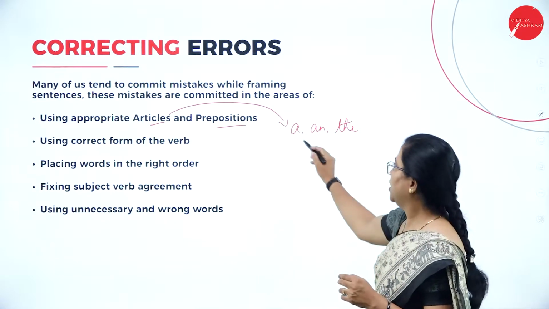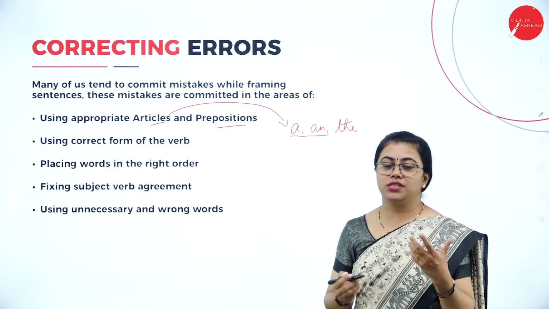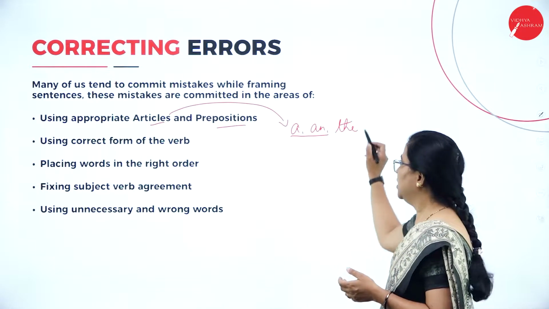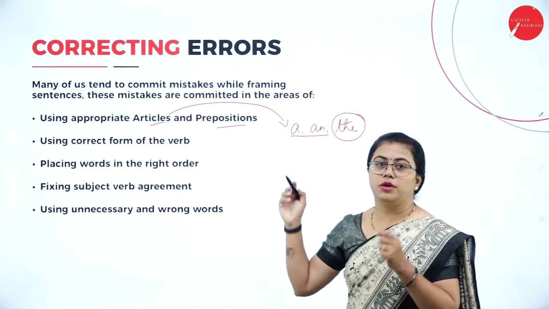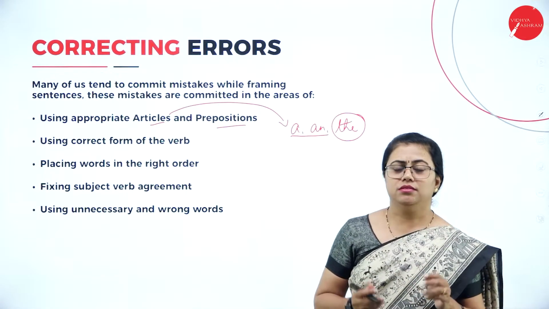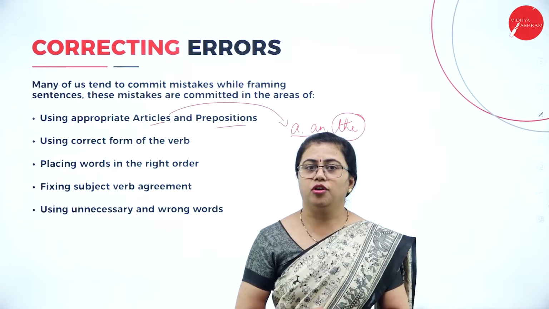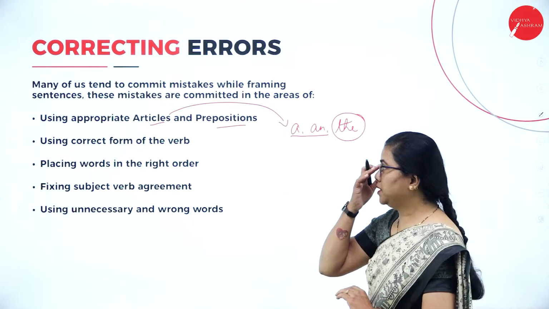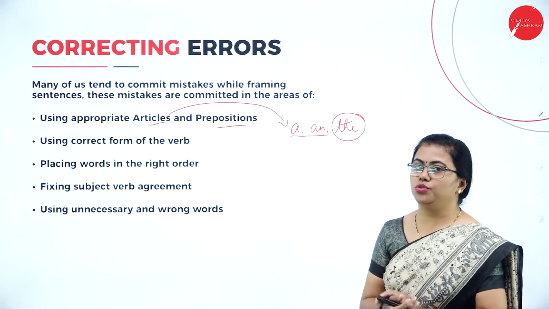A and an are used whenever you're talking about something indefinite. You're not talking about anything specific. The is used whenever you're talking about specific things. And also you use the whenever you are talking about superlative degrees. I'll give you a few examples wherein you will understand how to use these articles.